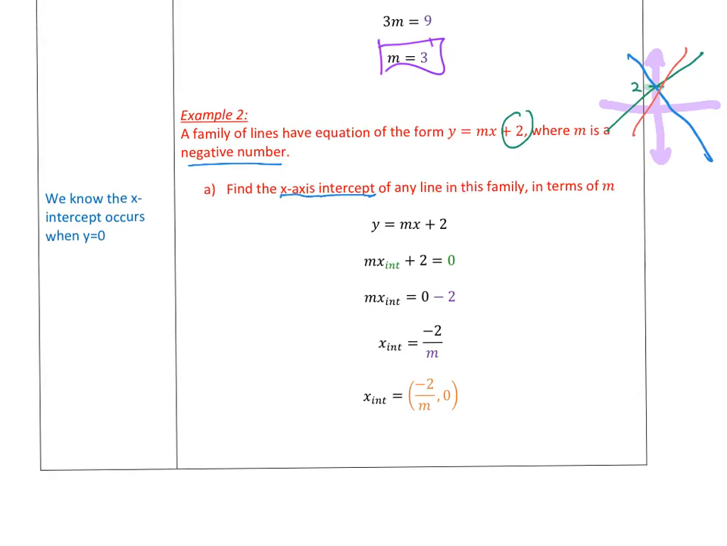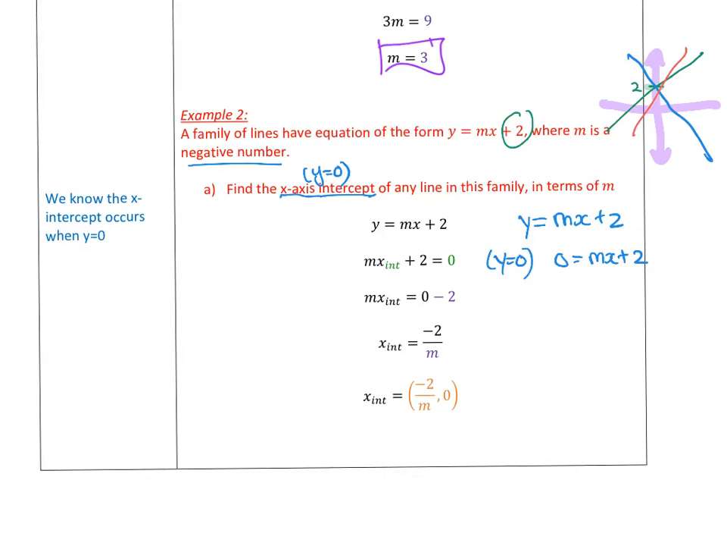So what was the fact we said about the x-axis intercept? What do we know about it? Yeah, so put up there y equals 0. It wants you to find the x-axis intercept in terms of m, because we don't know what m is. That doesn't matter, we'll still have the letter m in our answer. So they're saying find the x-axis intercept, so you said that's when y equals 0. So I've got 0 equals mx plus 2.